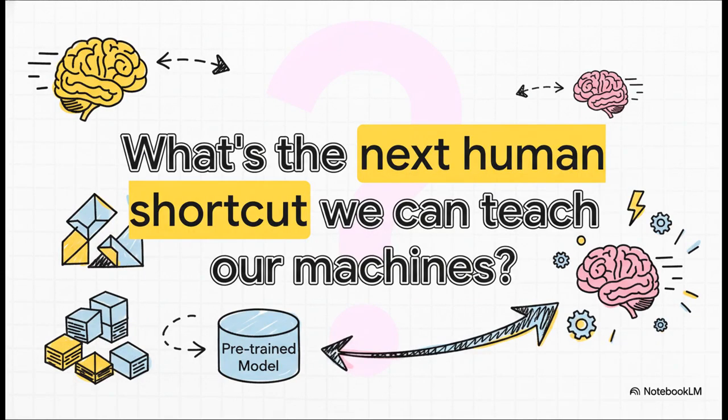It really gets you thinking, doesn't it? We've managed to teach a machine one of our most human tricks, learning from past experience. If we can do that so well with vision, what's next? What's the next great human shortcut we're going to teach our machines?